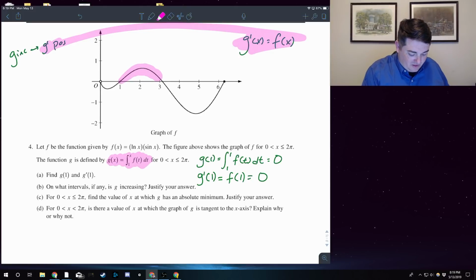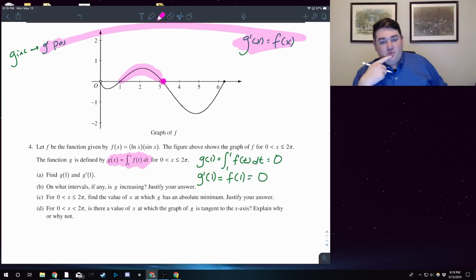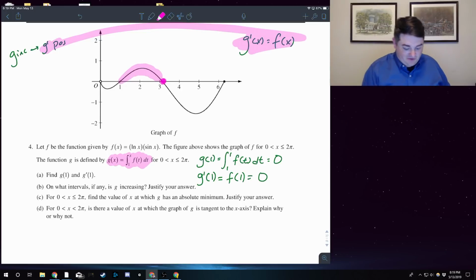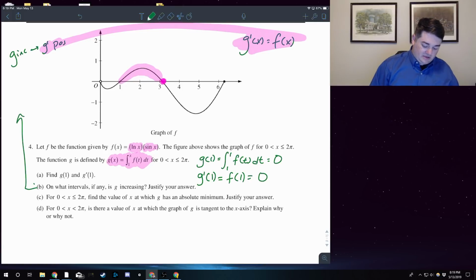So here's a question. Like, what is this root right here? I used to give this in an in-class test, and people would say 1 to 3. But that's not 3. This function is natural log x times sine x. So think about, when would either one of those be 0? Natural log x is 0 when x is 1. Sine x is 0 at 0 and every multiple of pi. So that point right there is pi. So the answer to part B is g is increasing on the interval from 1 to pi.